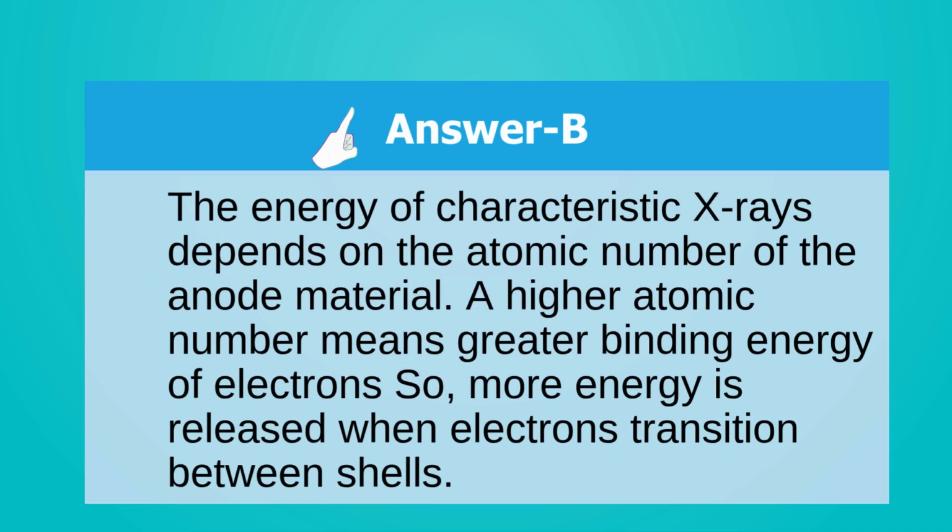The energy of characteristic X-rays depends on the atomic number of the anode material. A higher atomic number means greater binding energy of electrons. So, more energy is released when electrons transition between shells.